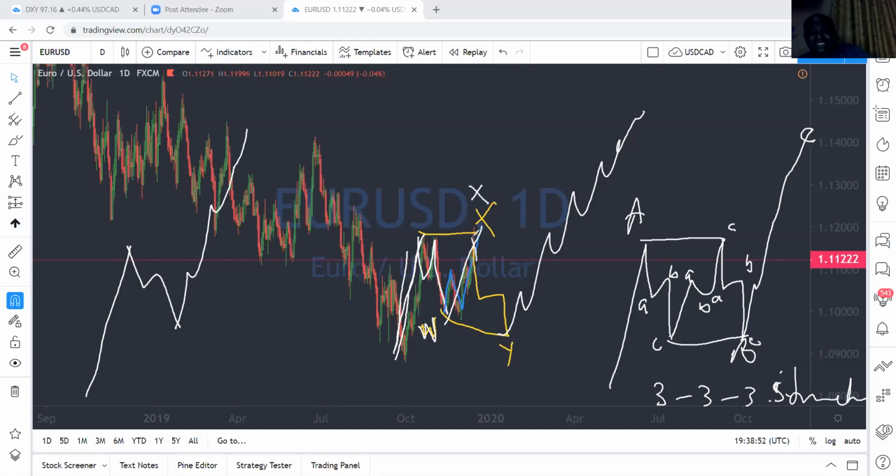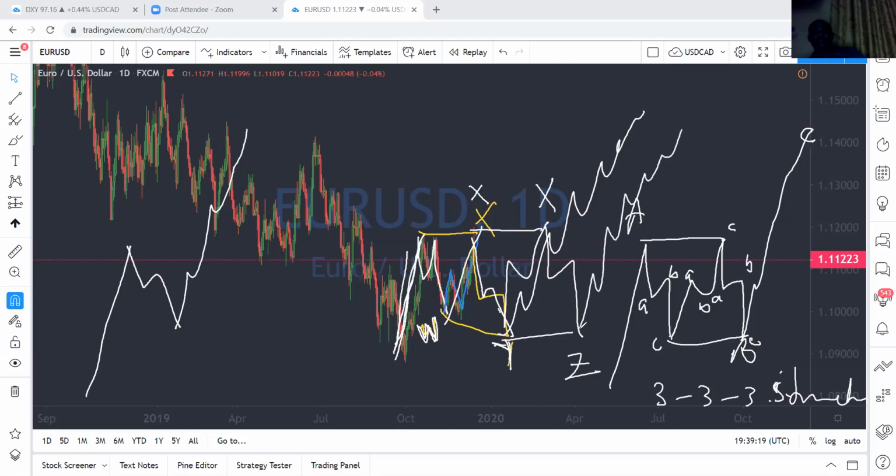And again, we are expecting a three wave pullback against the direction of the trend. It's called Y. Because you call this one W, the next three wave pullback against the main trend will be called Y. And if you have 1, 2, 3 again, you call it X again, right? Then you must have another 1, 2, 3, which is called what? Z.